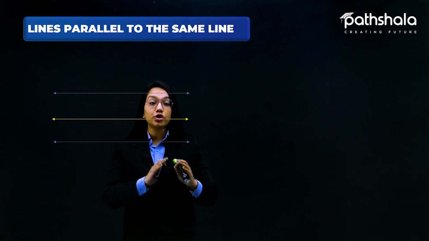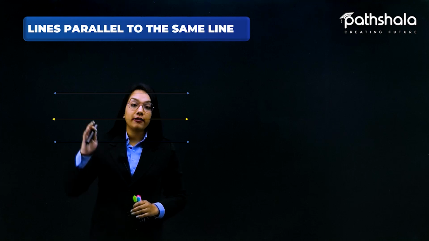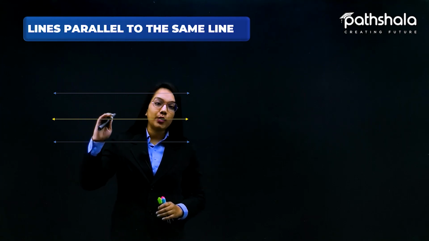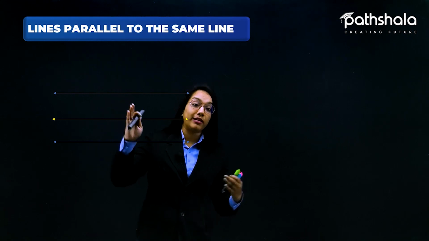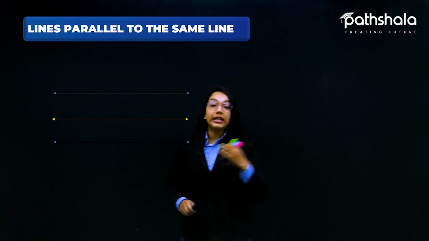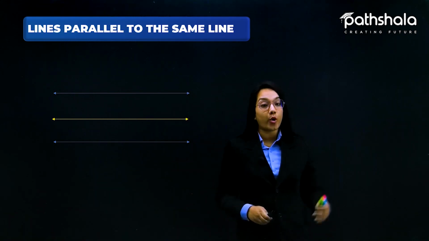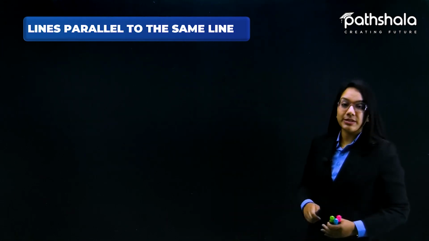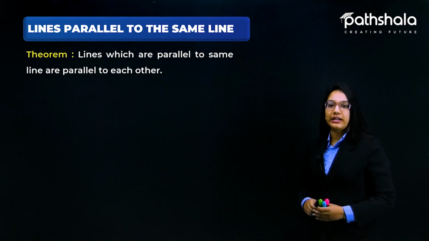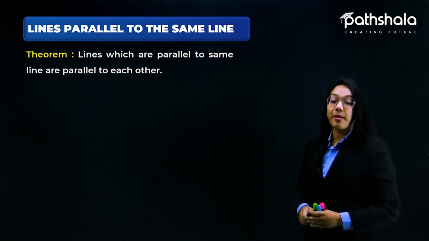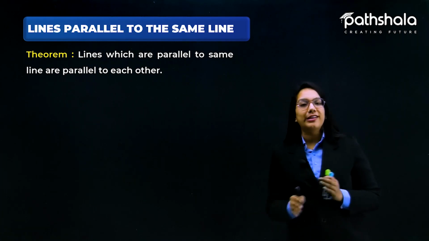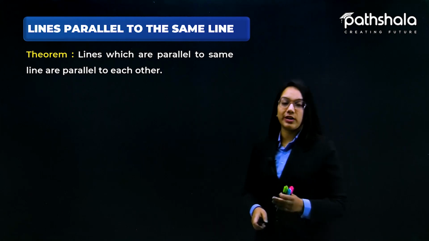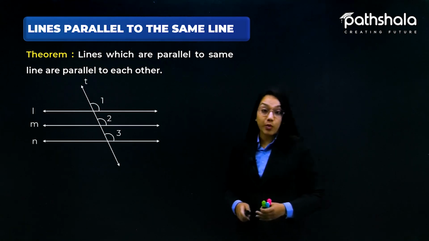Now I want to prove whether, if one line is parallel to a given line and another line is also parallel to the given line, they are parallel to each other or not, which leads us to an important theorem. The theorem says that lines which are parallel to the same line are parallel to each other. So now I am going to prove this. Let us take a figure for this one.